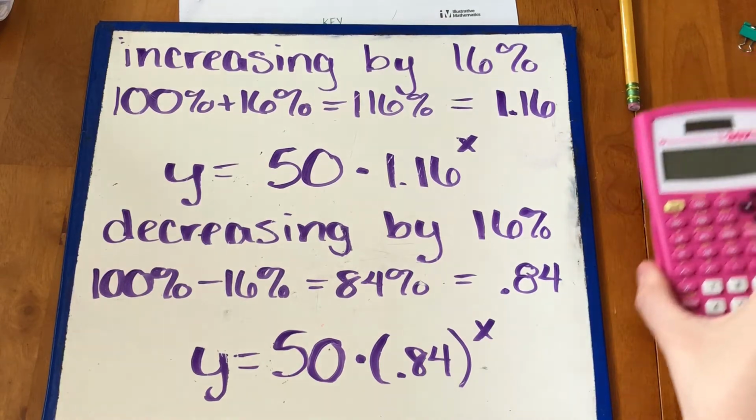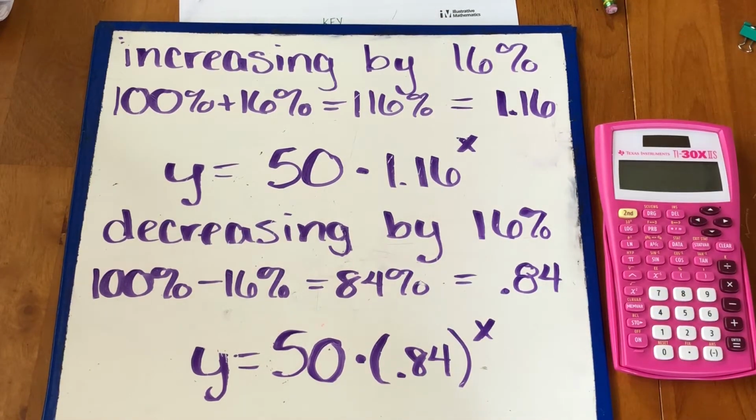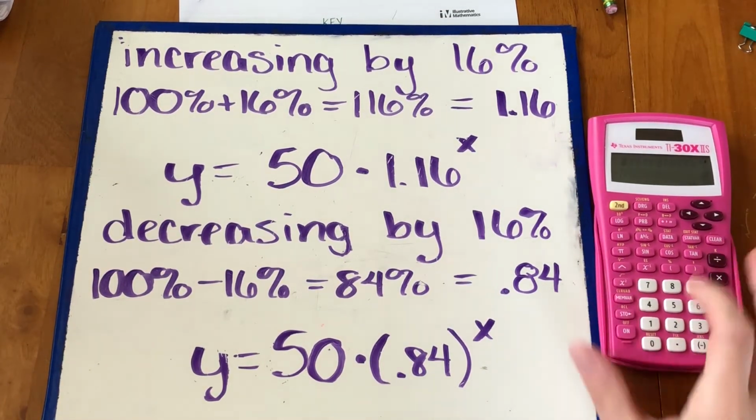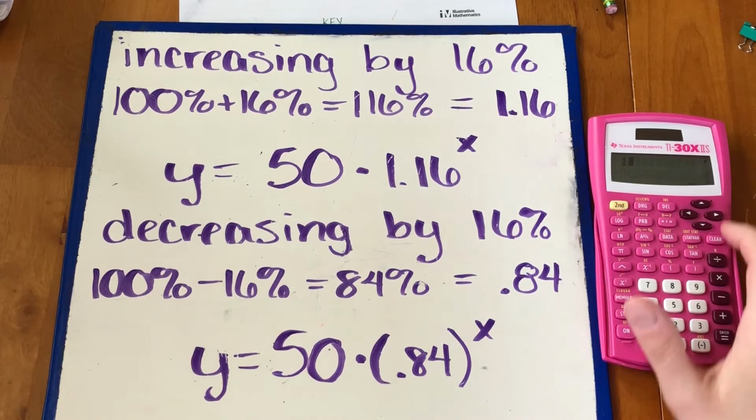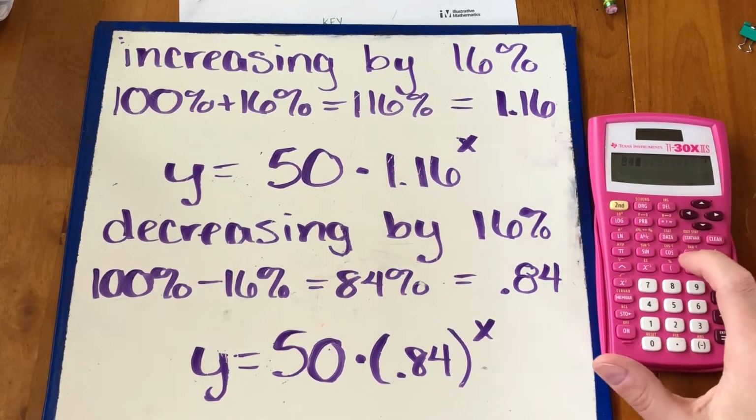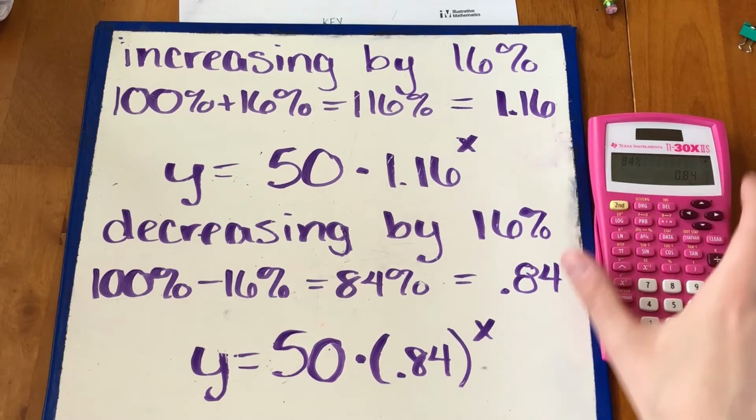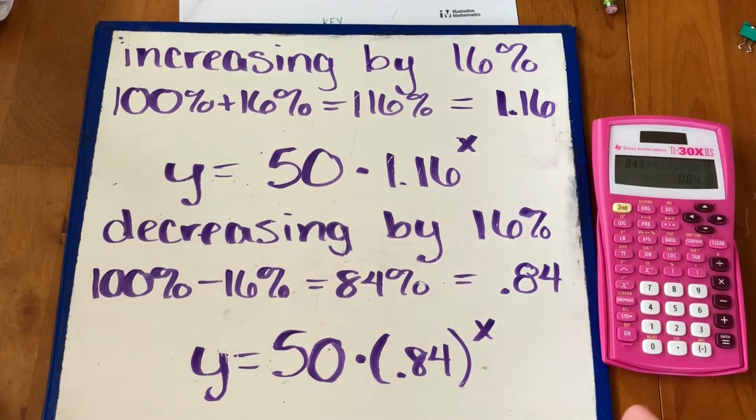If you are not comfortable converting percents to decimals, most calculators have a button that does it. So I can type in 84 and hit the percent key, and it will convert it to 0.84.